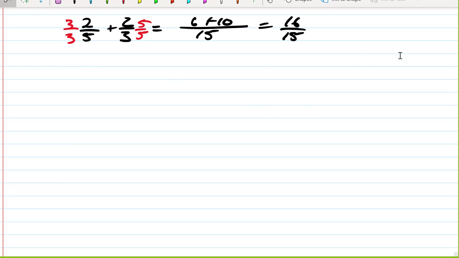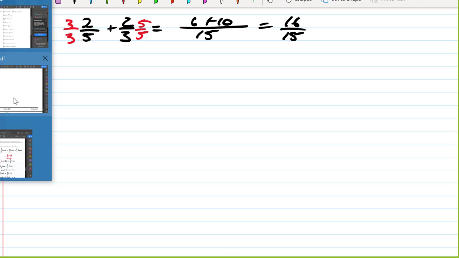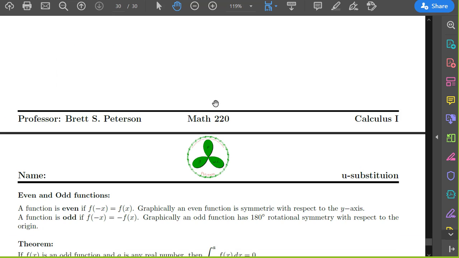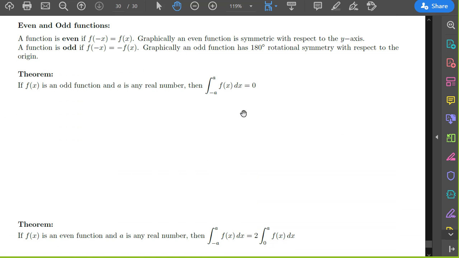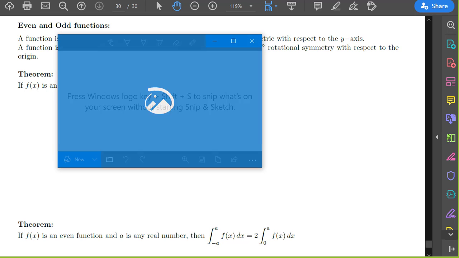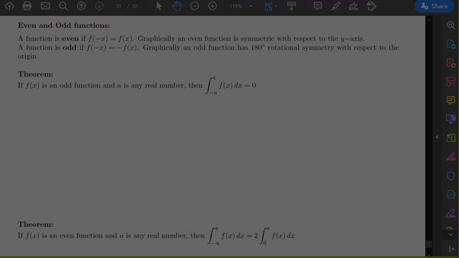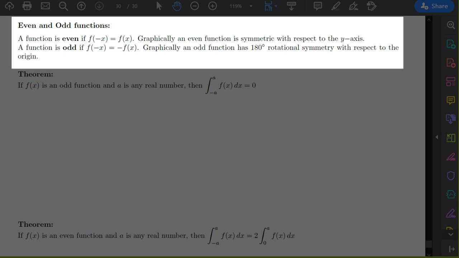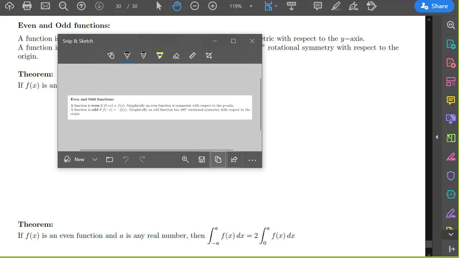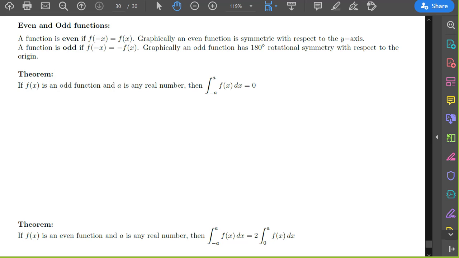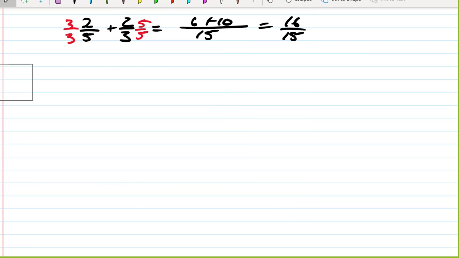All right, so now we're going to switch gears a little bit. We're still going to be talking about integrals, but we want to remind ourselves about even and odd functions, and then we're going to talk a little bit about some of their properties.